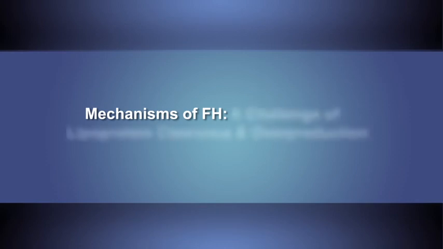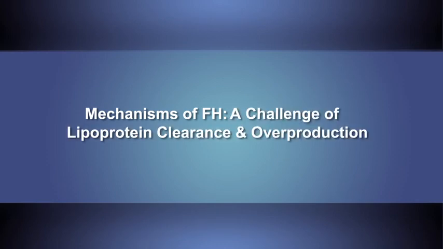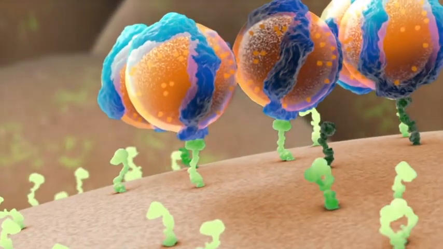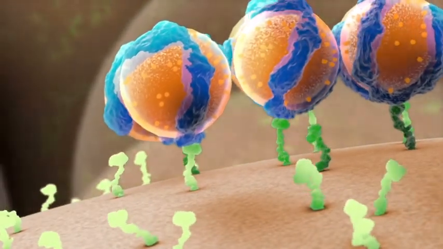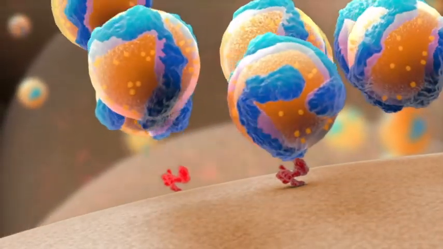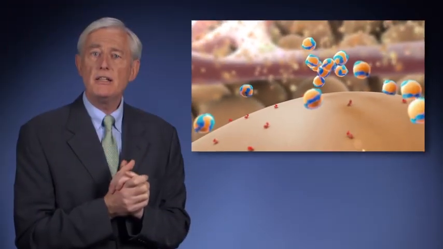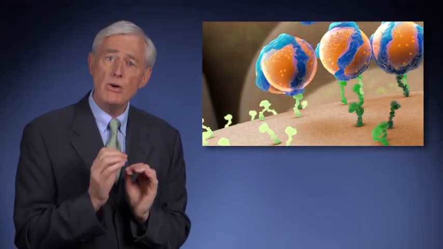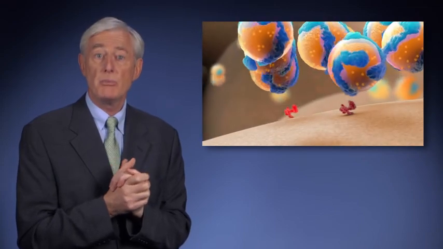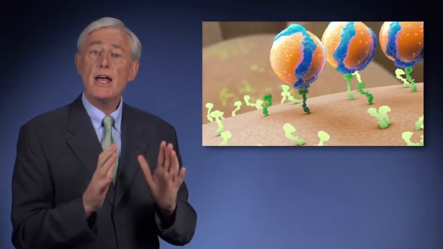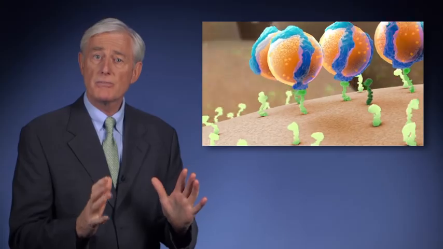Mechanisms of FH, a challenge of lipoprotein clearance and overproduction. People with FH have inherited mutations in LDL receptor genes that cause defective or absent LDL receptor function. Indeed, it is the LDL receptors that are primarily responsible for clearance of LDL particles from the bloodstream via a non-atherogenic pathway. High LDL levels in FH result in increased uptake of LDL in the liver through pathways other than the LDL receptors.